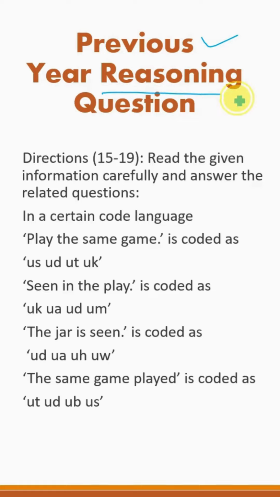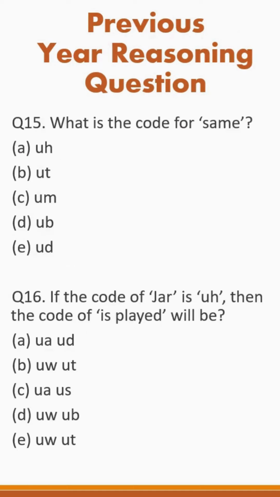This is a previous year question based on reasoning. Some directions are given: read the information carefully and answer the related questions. There are around 4 sentences given, and these are coded into certain codes. We need to first break this code, and based on this code language, we need to solve around 4 to 5 questions. So let's quickly read these questions as well.